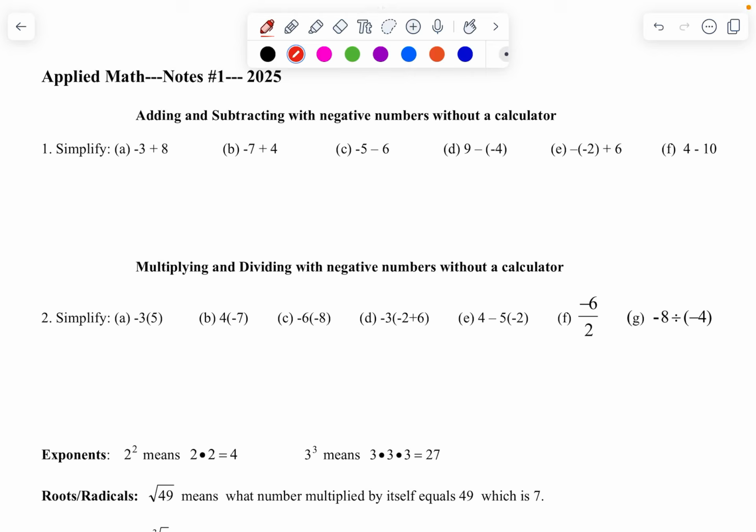All right, my lovelies, for our first video, we're going to do notes 1. This is applied math. And I'm going to be doing adding and subtracting integers without a calculator. And I'm also going to do the second section, which is multiplying and dividing integers without a calculator. So the first set of problems is all about adding and subtracting.